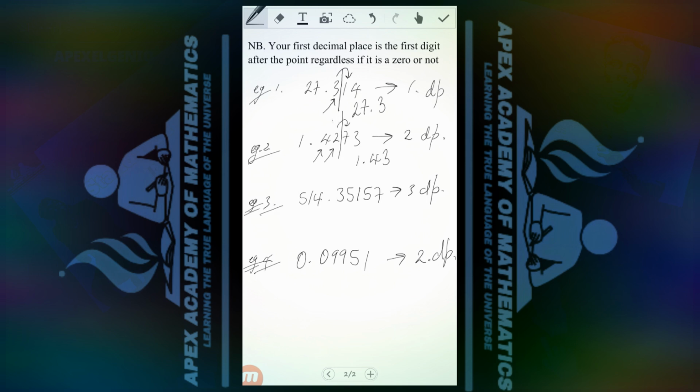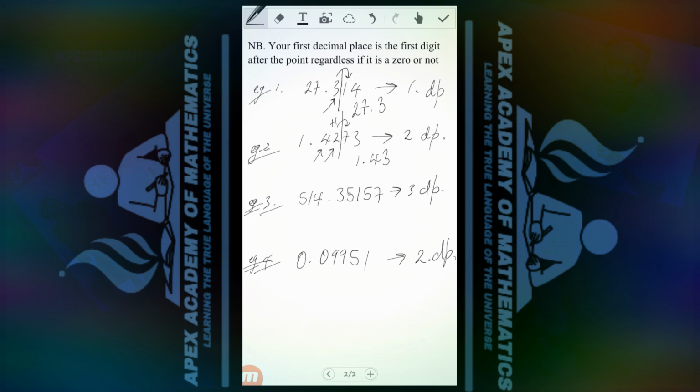All right, so we're going to add 1 here. Oh, I forgot to write. Well, you add nothing here. Okay. All right, so that's 1.43. All right, hopefully you guys are understanding the concept so far. Let's jump into example number 3.